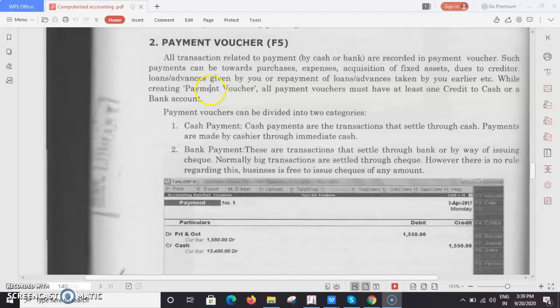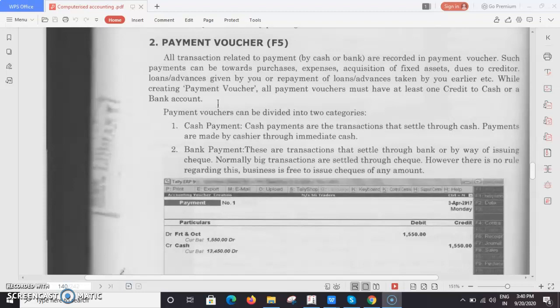While creating a payment voucher, all payment vouchers must have at least one credit to a cash or bank account. So for a payment voucher, on the credit side there should be bank or cash. Simply, he's telling that if you are doing payments like salary paid, rent paid, all this comes under payment voucher.